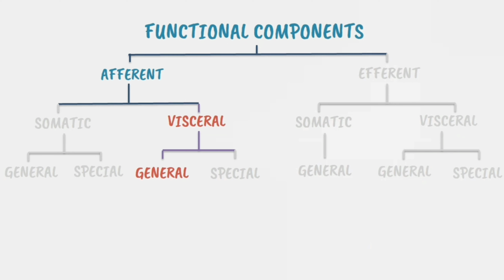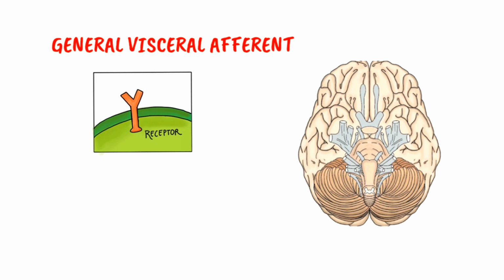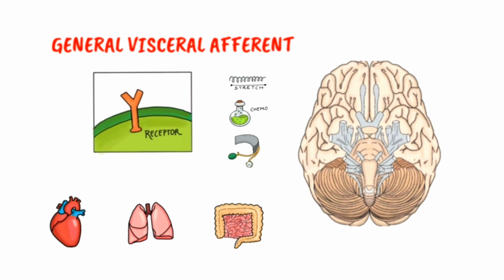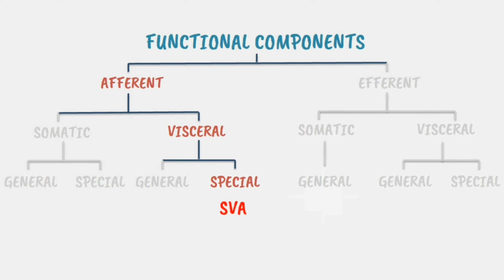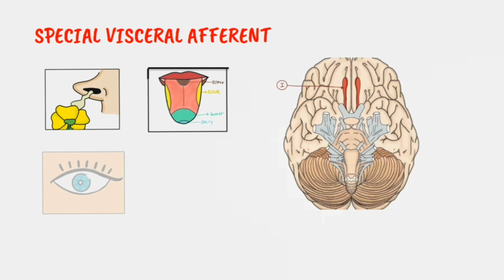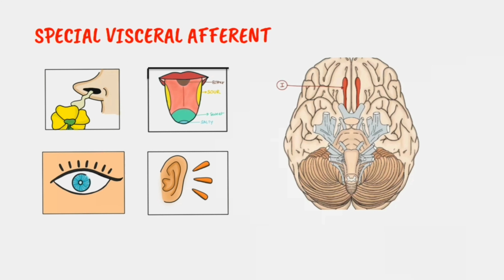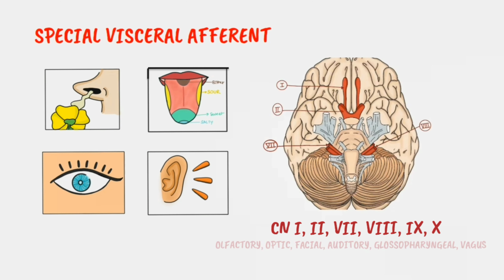General visceral afferent transmit visceral sensory data like information obtained by receptors present in heart, lungs, GIT, carotid body, and carotid sinus. Cranial nerves associated are 9 and 10. Special visceral afferent transmits special sensory information like smell, taste, vision, hearing, and equilibrium. Cranial nerves associated are 1, 2, 7, 8, 9, and 10.